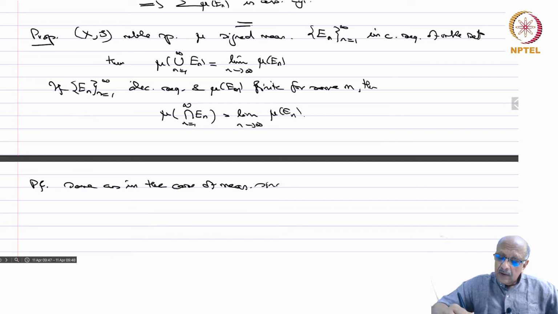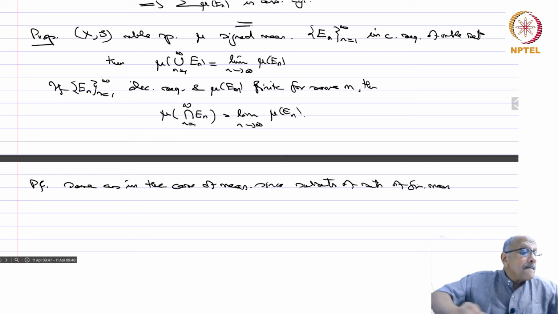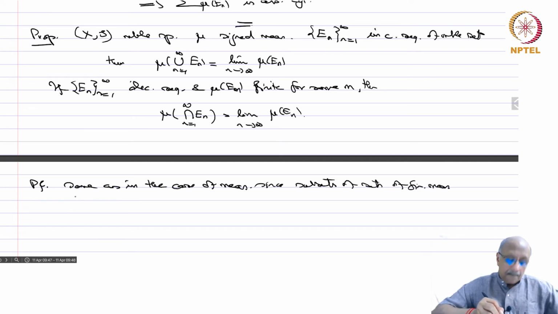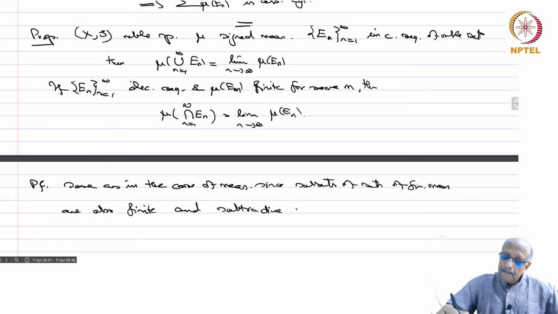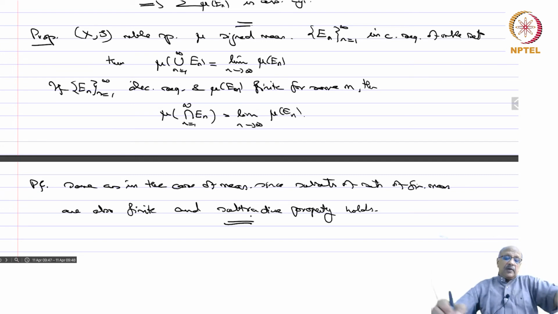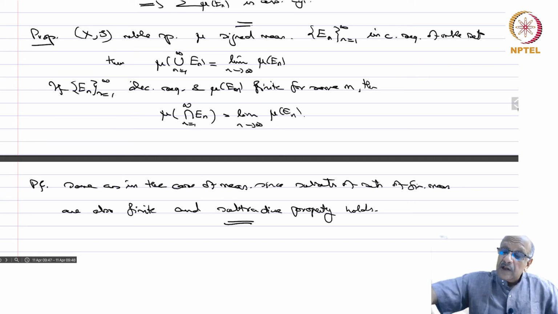Since subsets of sets of finite measure are also finite and the subtractive property holds, you can just copy that proof. Everything is true, everything is justified, and therefore we need not go ahead further.